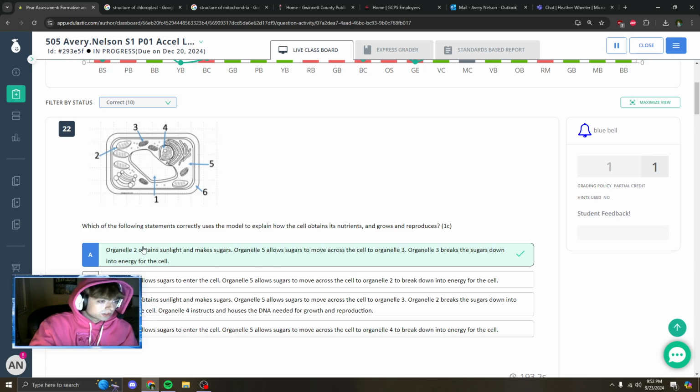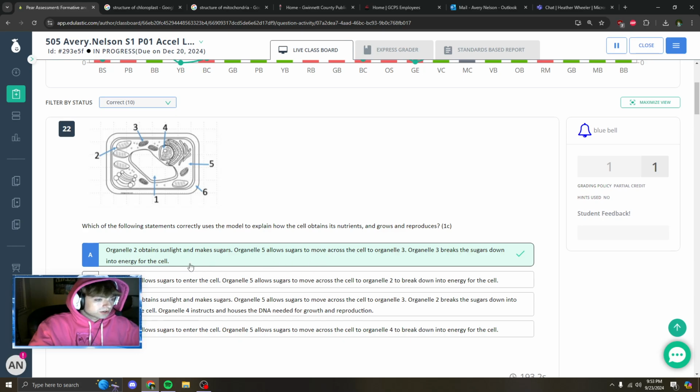Now I just have to see which one of these options is true. So organelle 2, which is the chloroplast, obtains sunlight and turns it into sugar. I know that's true. Organelle 5 allows sugars to move across the cell. That's just the white space here, the cytoplasm. And organelle 3 breaks the sugars down into energy. That is what the mitochondria does. So A would be correct.